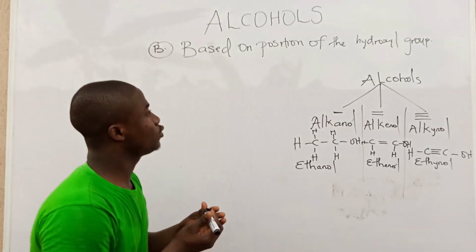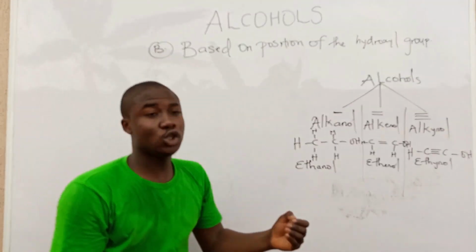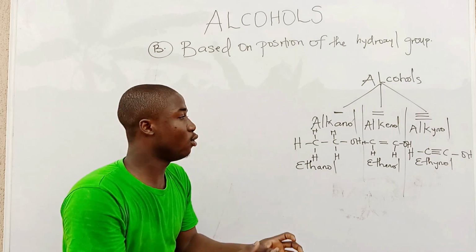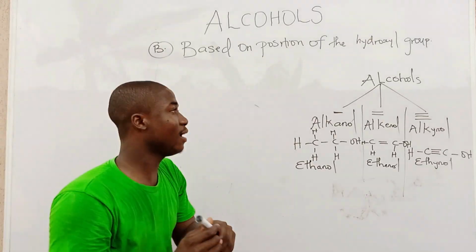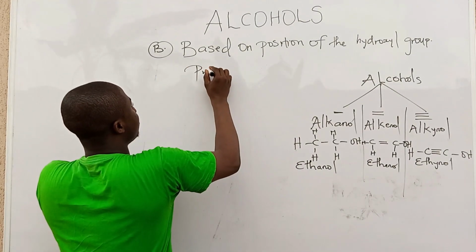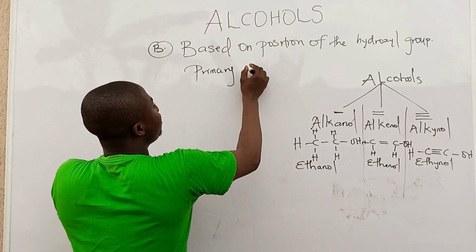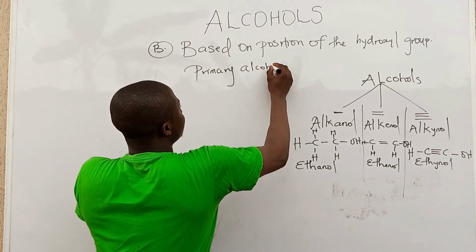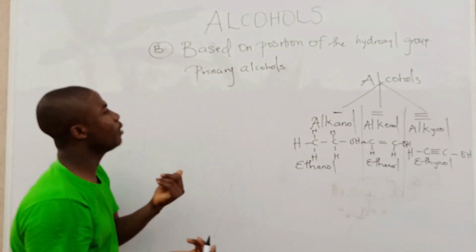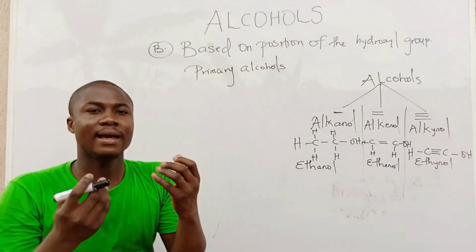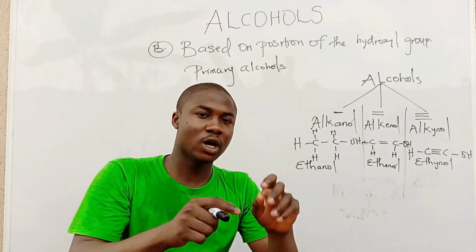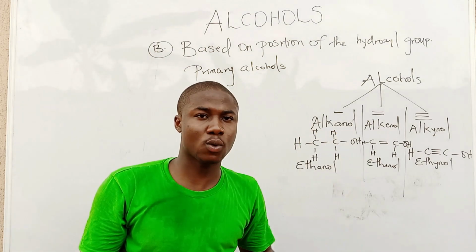Now, coming over to the classification of alcohols based on the position of the hydroxyl group. We have the primary alcohols. Now, a primary alcohol is simply one where the carbon bearing the OH is directly attached to just one carbon.